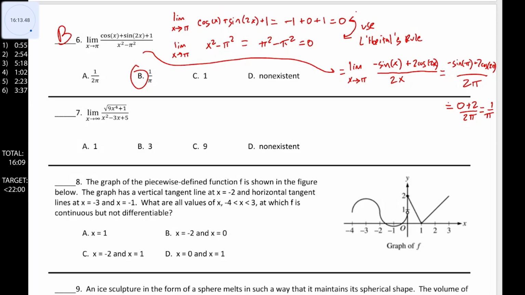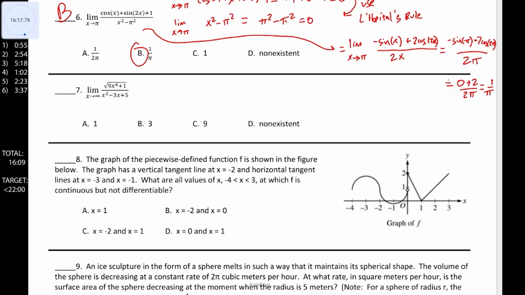Number 7, once the limit as x approaches infinity of this rational function, or not really rational, but sort of a pseudo-rational function where you have a radical on top. And we're going to approach it kind of like we did number 1, where we're just really going to consider those biggest terms that are affecting the rate of growth the most. So we get the square root of 9x to the 4th over x squared.